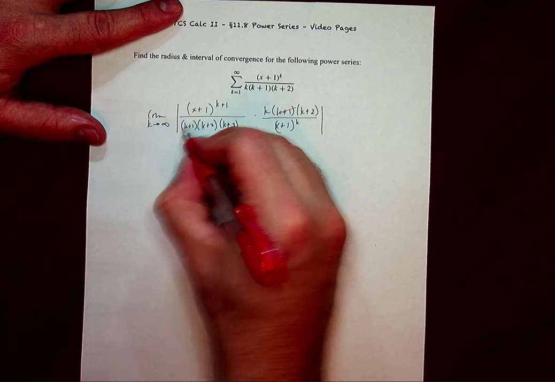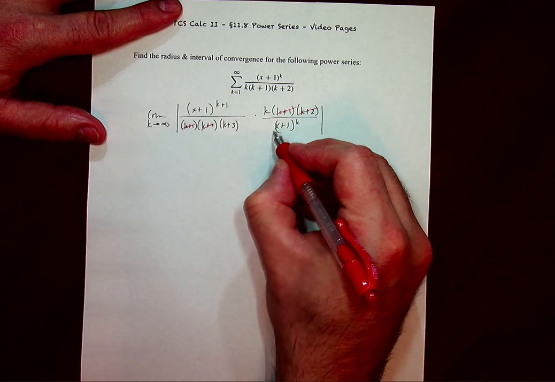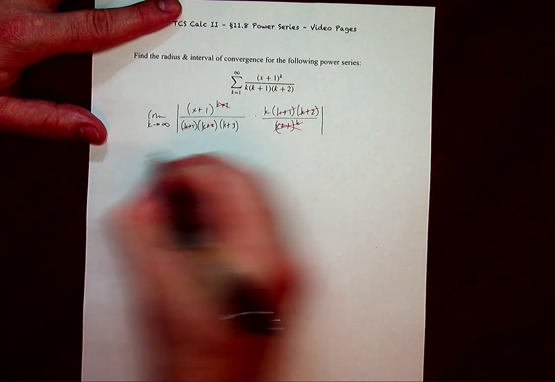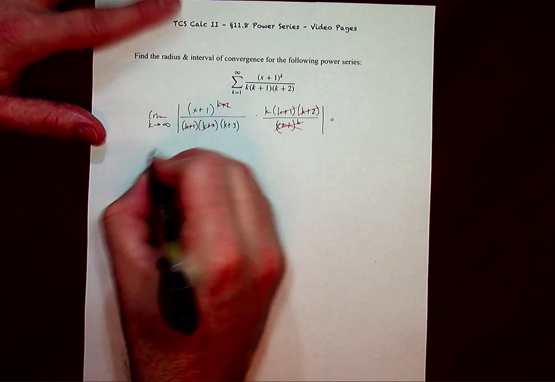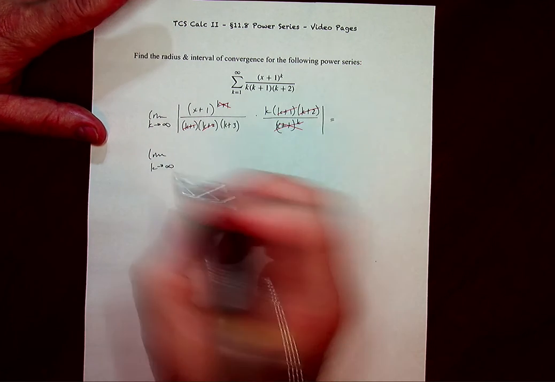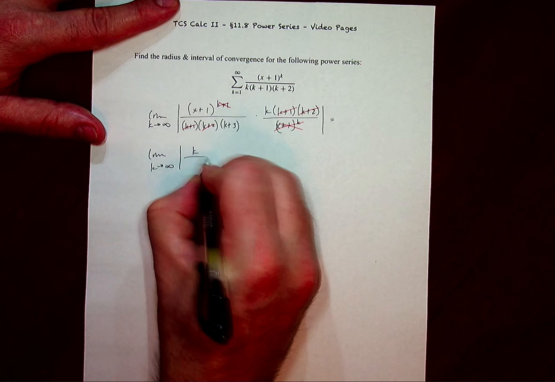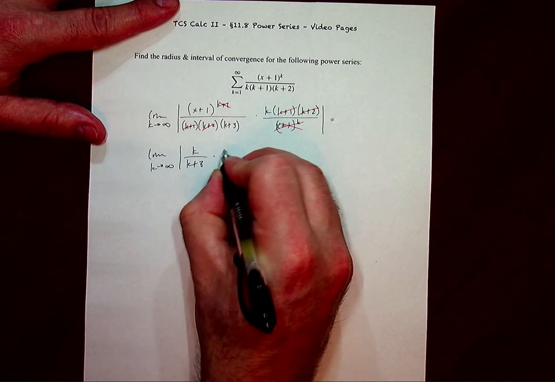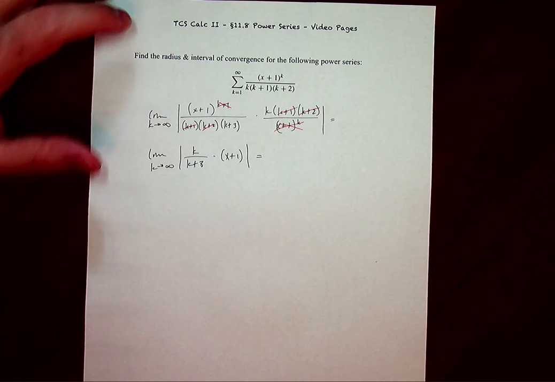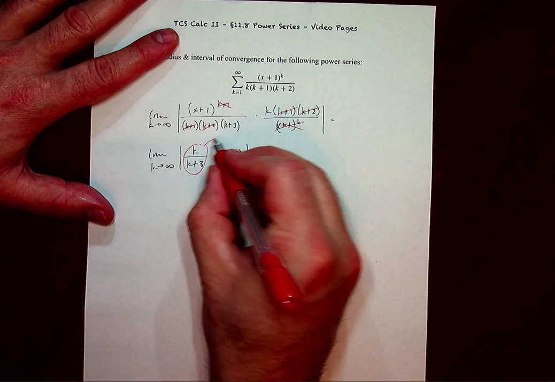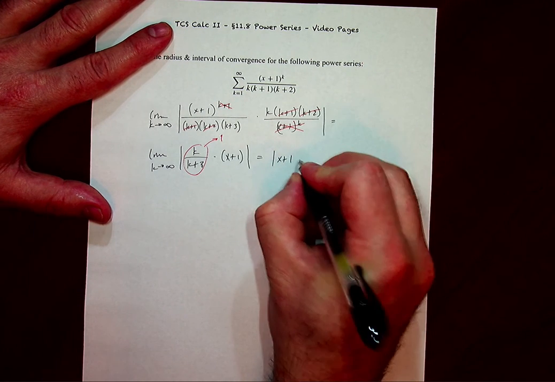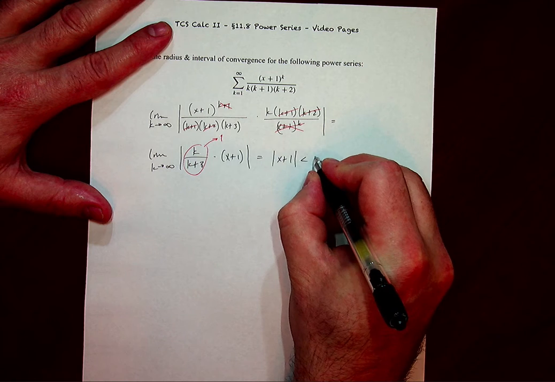Here, all of this cancels with all but one of that. Let's go ahead and rewrite it where we can stack things and see it a little bit easier, sort of clean it up. You don't have to, but I like to. Now as k goes to infinity, this obviously goes to 1. And so what we have here is the absolute value of x plus 1 less than 1.